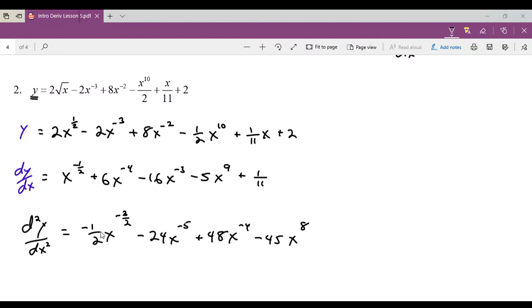Okay, so that's just a little bit of notation practice and how to get higher derivatives other than the first derivative. We will in future lessons actually discuss what they actually tell us, which is pretty neat stuff.